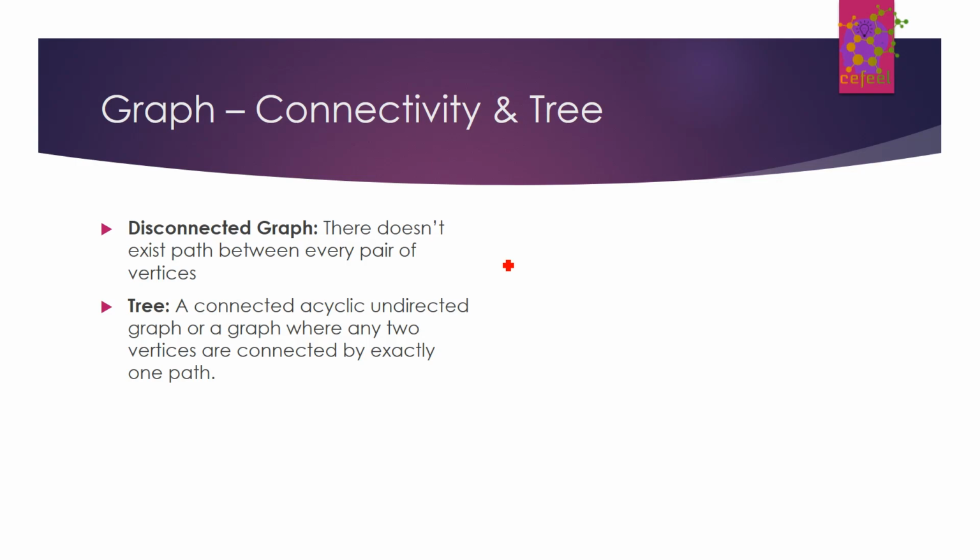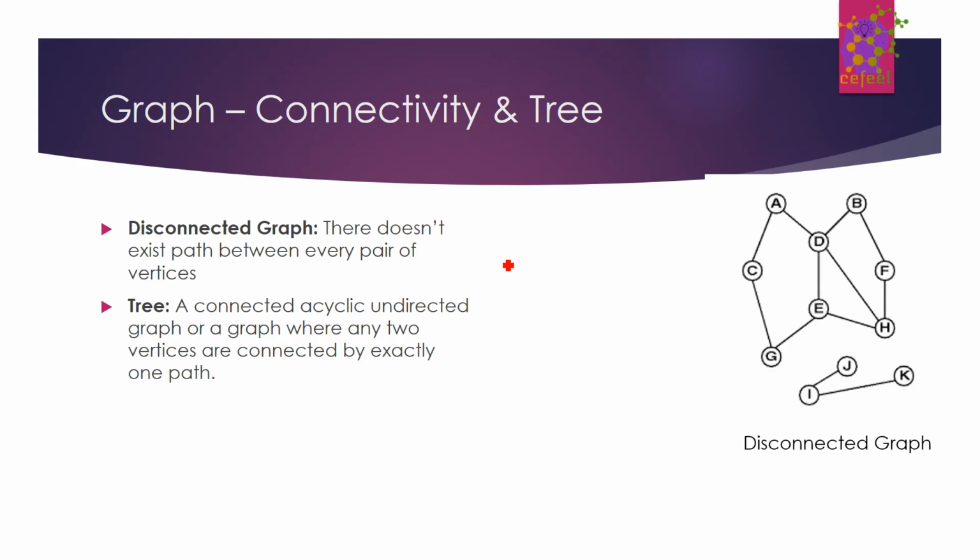Now similarly, the concept of disconnected graph. A disconnected graph is a graph where there doesn't exist a path between every pair of vertices, which means it is possible that there are 2 vertices which are not connected to each other through a path. Now here is an example, a disconnected graph.